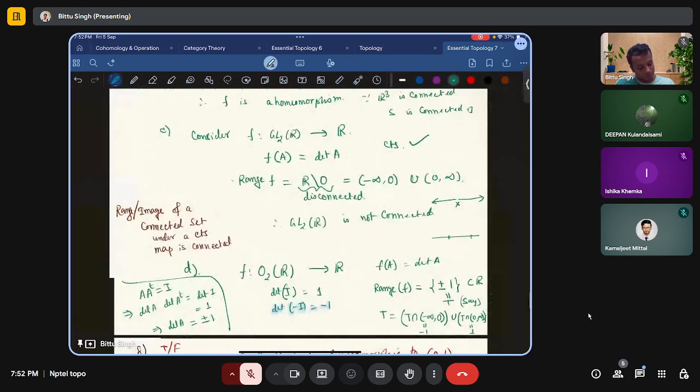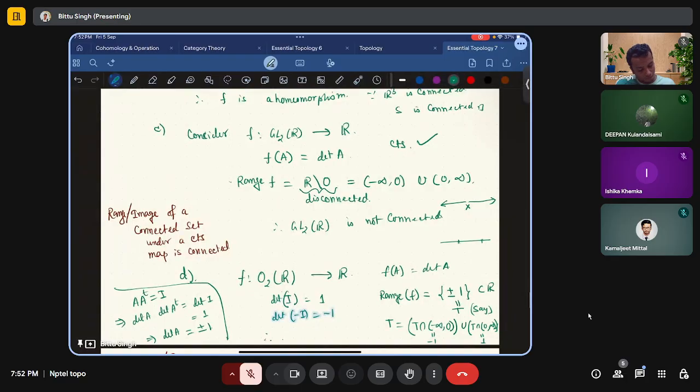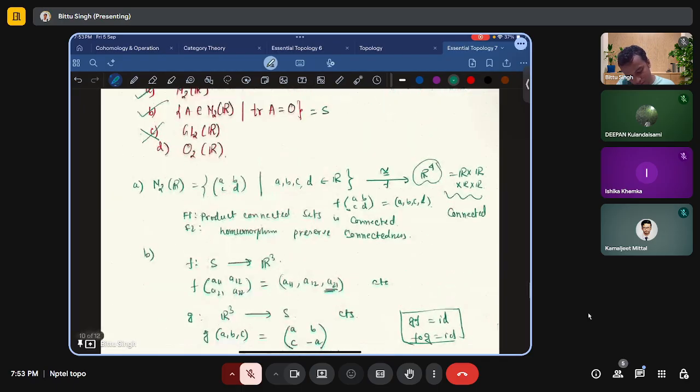Hence the conclusion. Therefore, by the same analogy, range becomes disconnected. That means domain cannot be connected. Range is disconnected, that will imply the domain must be disconnected. Okay, this is the main property we are using. O2R: this range is disconnected. Therefore, O2R is disconnected. So D is also not true.